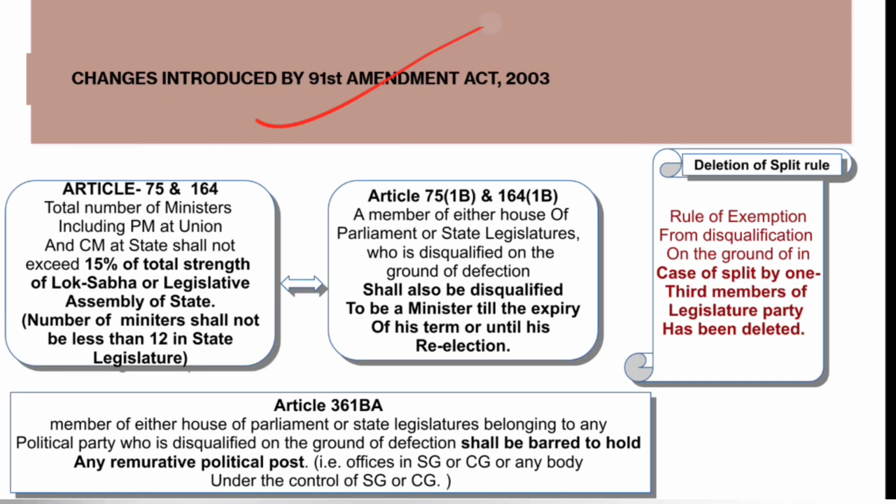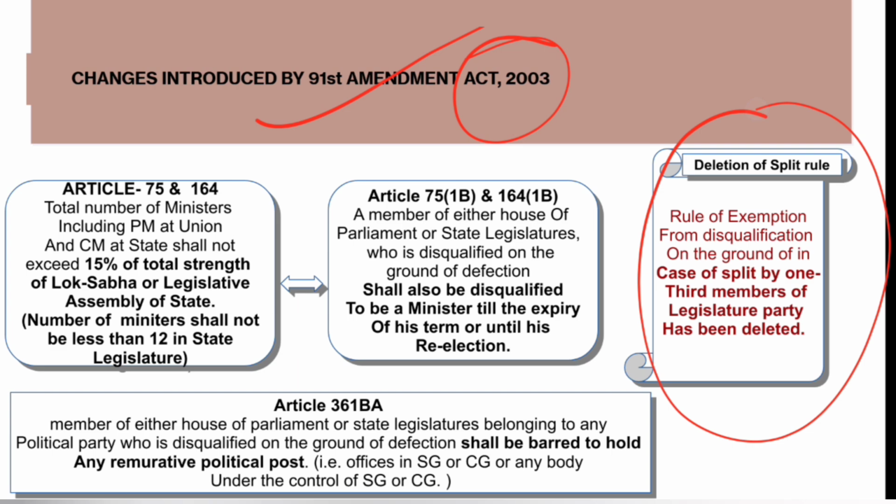Now there was another amendment, the 91st Amendment of 2003. As I have discussed earlier, the split rule was removed by this amendment, under which if one-third members of the legislative party were splitting from the rest of the party, they were protected from the charges of defection.